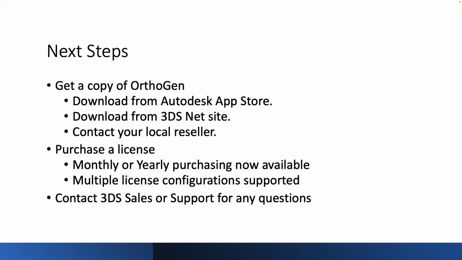So get a copy. They should now come set with a 7-day trial period. Try it out. Hopefully these tips I've shown you will help you result in annotating, not just seeing blank screens or blank drawings. And then purchase a license. We now support monthly or yearly license leases. There's all kinds of licensing configurations supported. Just contact our sales or support team, or once again your local reseller, and they'll be glad to get you set up.